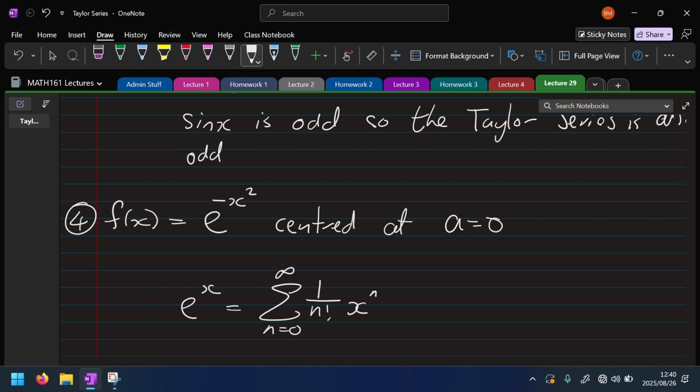Think about it. We've got e to the x. We want e to the minus x squared. What do we do? I'll give you a hint: composition. That's your hint. Composition. So what can we do?